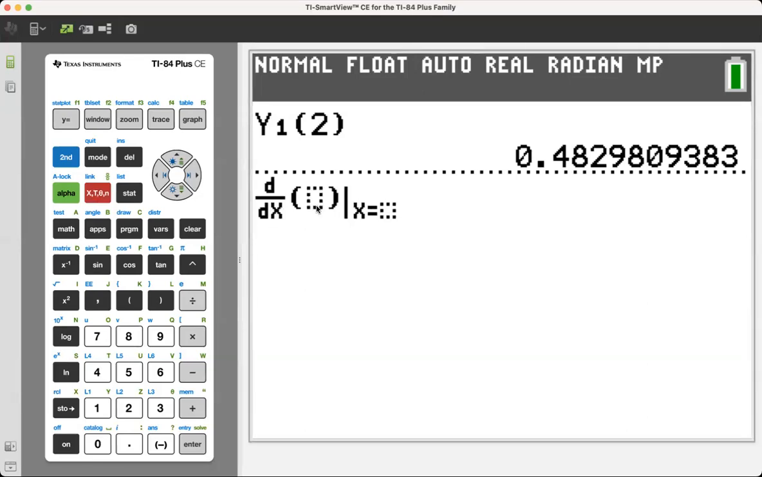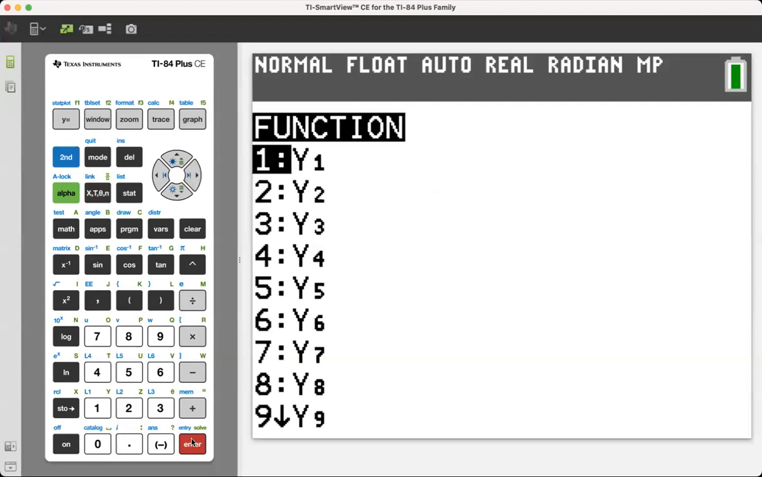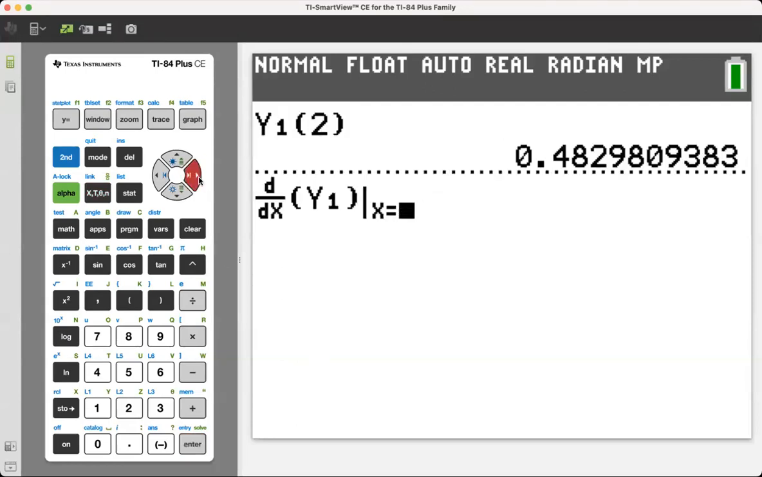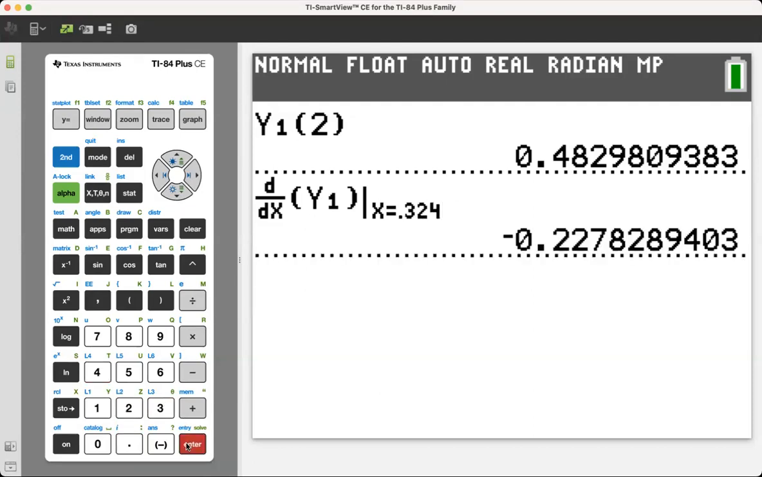And instead of typing in the function of velocity, the negative 0.1 e to the x times cosine, I'm going to recall that as y1 because it's still stored. So I'm going to go variables, y1. And we need to evaluate it at the 4 times when the particle was at rest. The first of which was, again, I should be using more decimal places. I believe I truncated it as 0.324. Okay, and that would be your acceleration because the derivative of velocity is acceleration. So we have some negative acceleration here, negative 0.227.